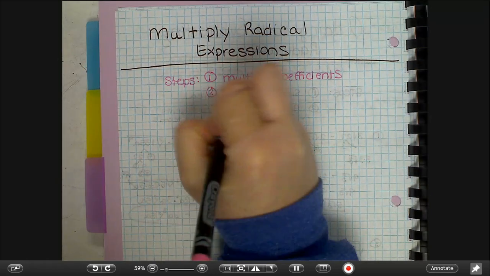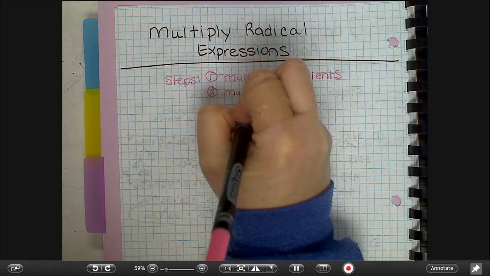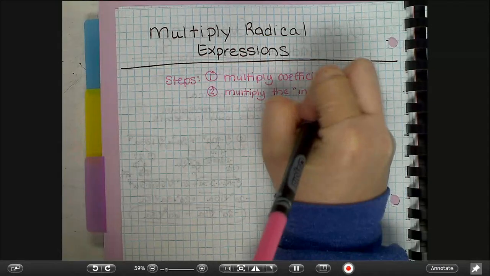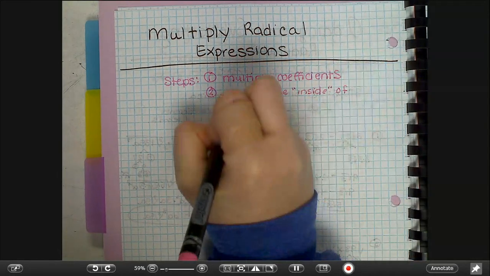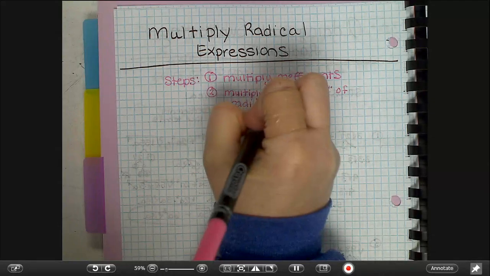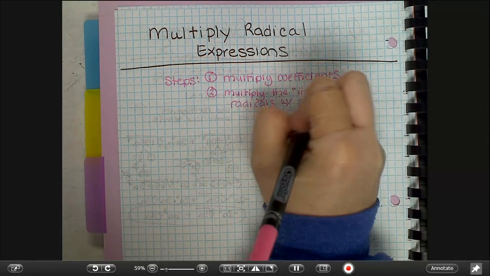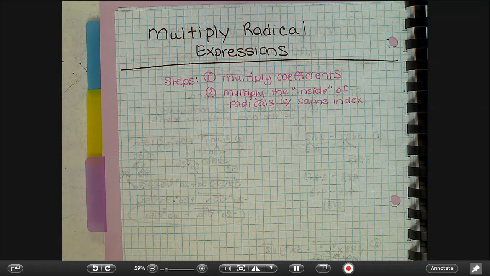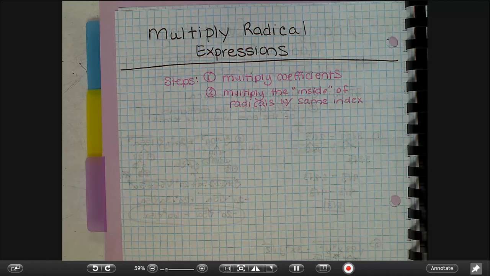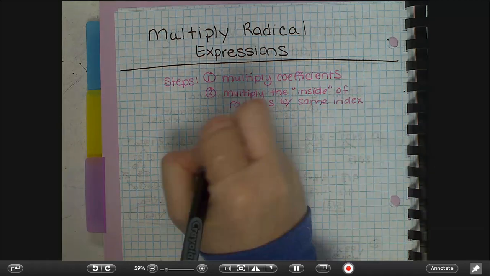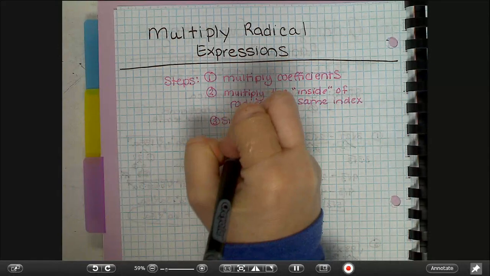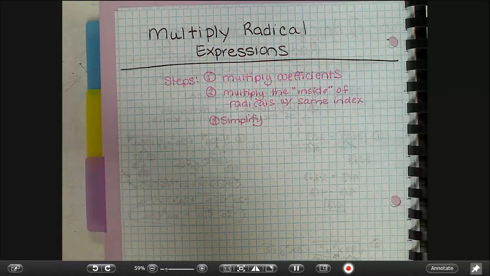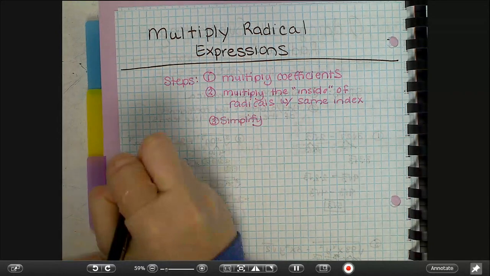You're going to multiply the inside of radicals with the same index. So that means you can't multiply a square root by a cube root. But if you have the same index, you can multiply the inside. And then you're going to simplify the resulting radical. So let's do a simple-ish example to begin.